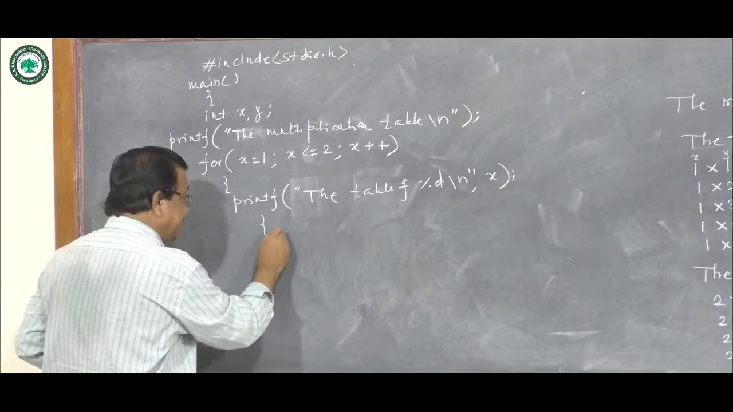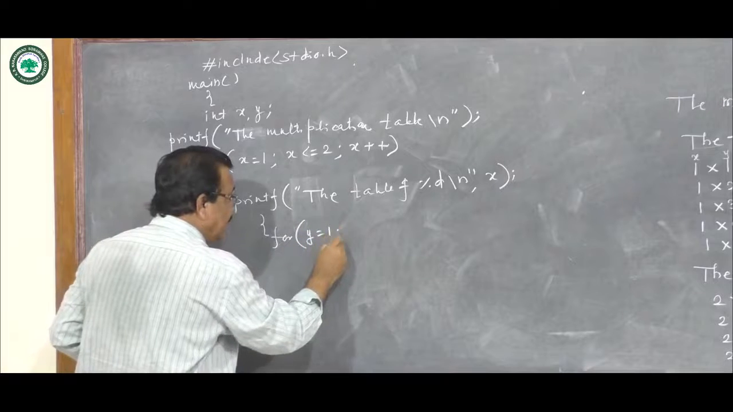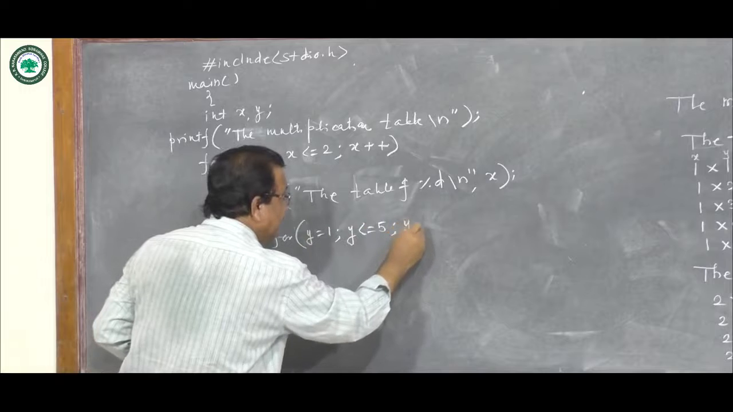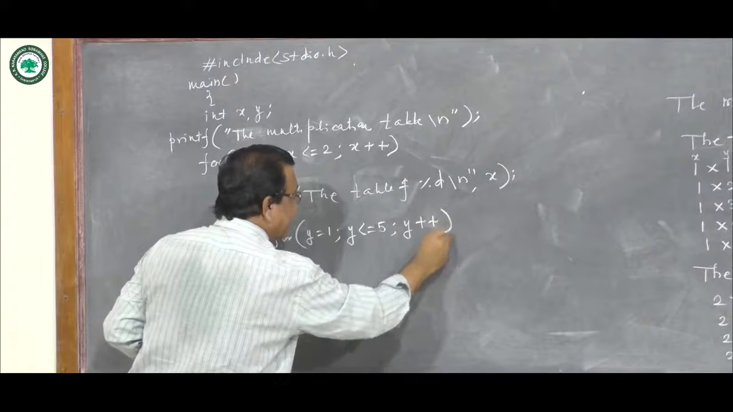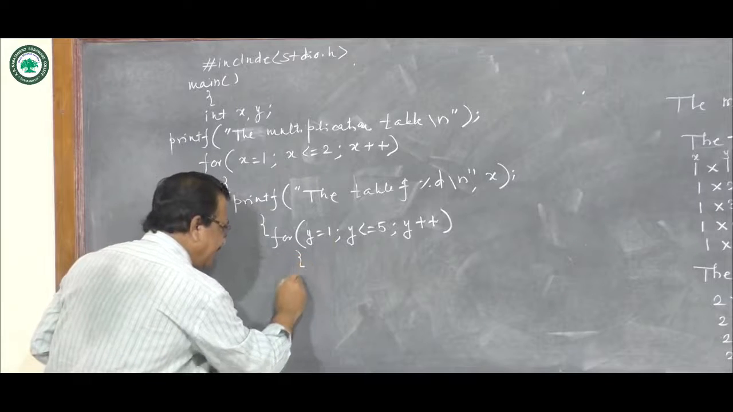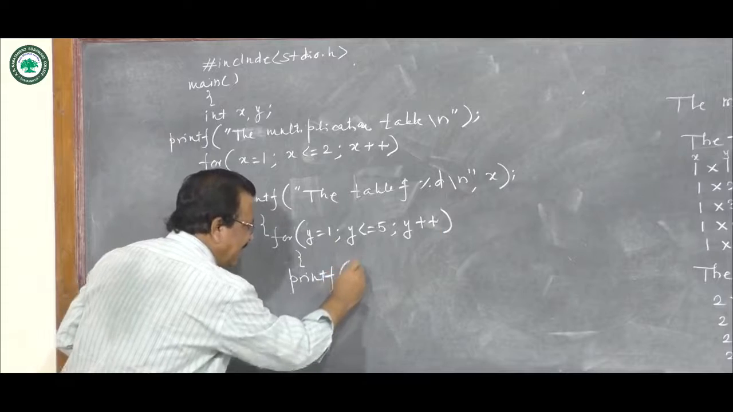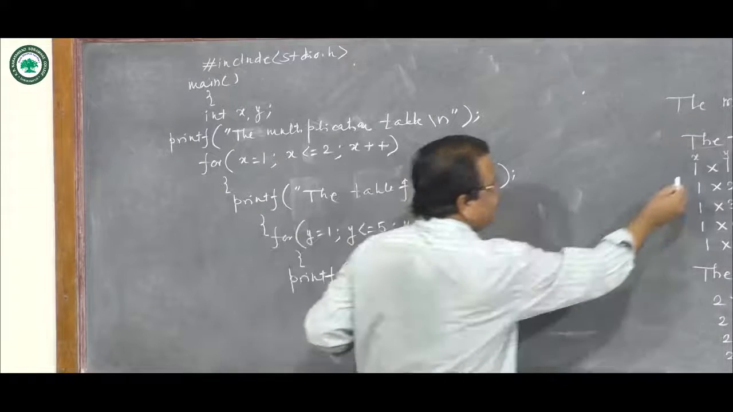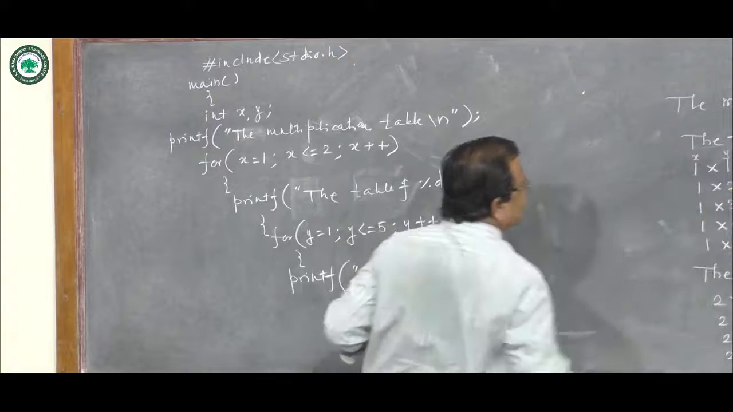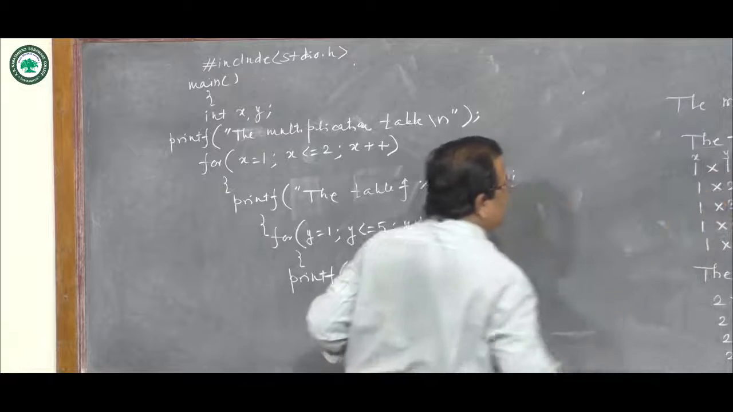So I have to use an inner for loop for y equal to 1 to y less than or equal to 5, y plus plus. Okay, y plus plus, no semicolon after for, and here I am printing the table. How to print this table? Percentage d multiplied by percentage d equal to percentage d, where I am printing the value of x here, the value of y here, the value of x star y here.